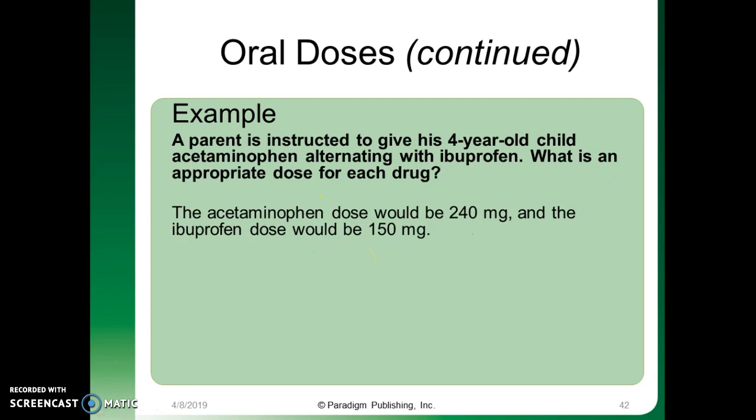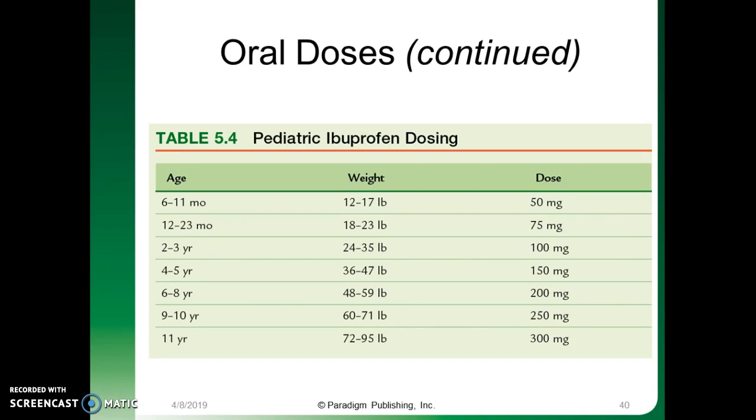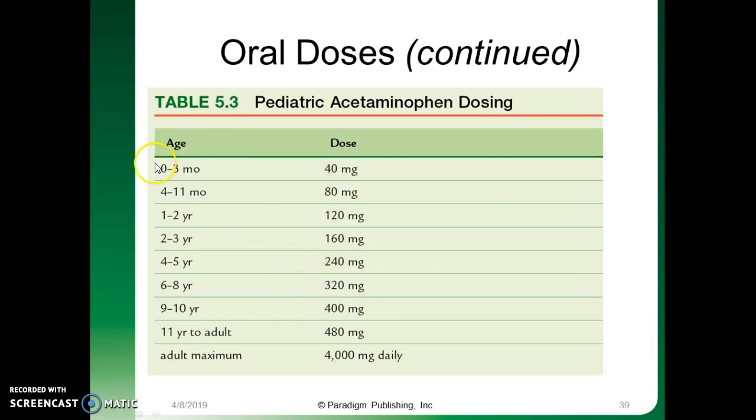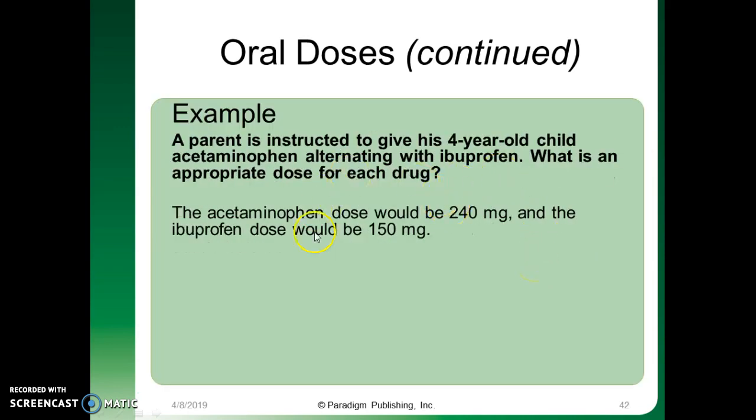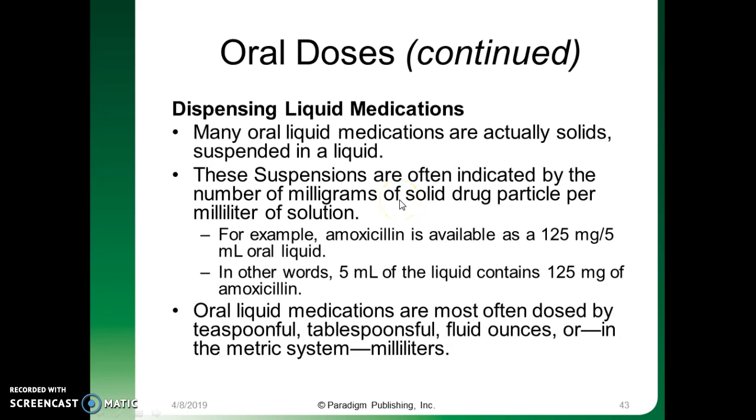For the next example, the child is 4 years old. A parent is instructed to give his 4-year-old child acetaminophen alternating with ibuprofen. What is the appropriate dose for each drug? So again, looking at the chart for acetaminophen, the child is 4 years old, so 4 to 5, 250 milligrams. In the ibuprofen dose, 4 to 5 is 150 milligrams. So that's the appropriate dosing for this child.